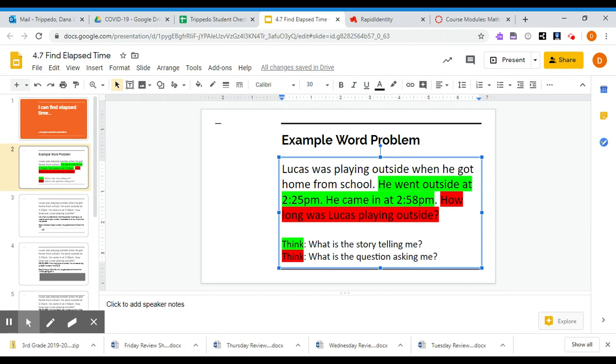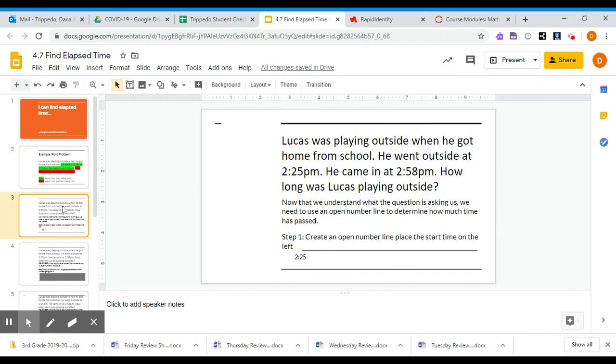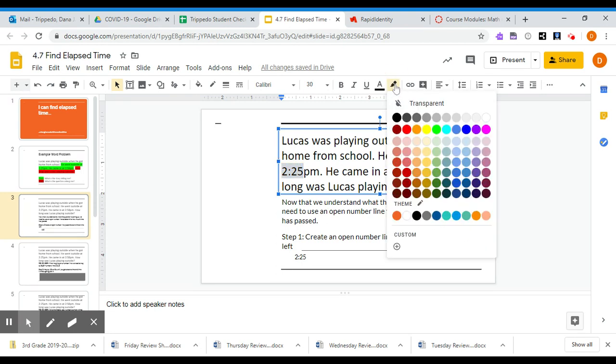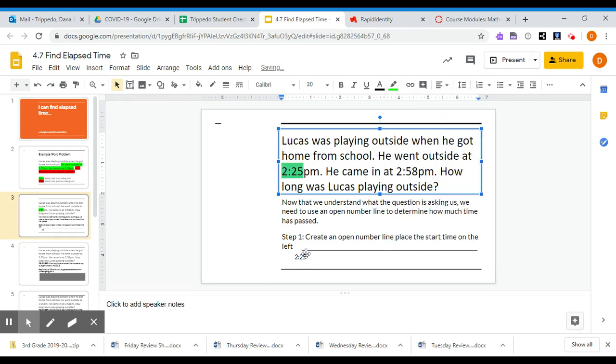So now that we've identified what the story is telling me and what the question is asking me, we can go ahead and draw our open number line. So our first step is going to be to create an open number line and place the start time on the left. So remember, our start time was given to us in the problem. And we want that to also be the start of our number line.